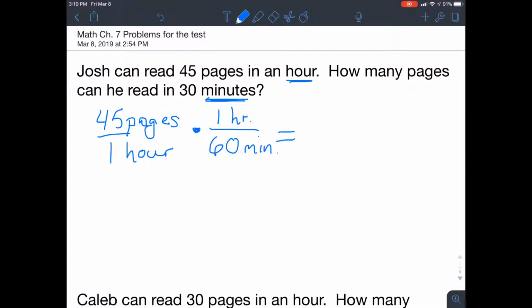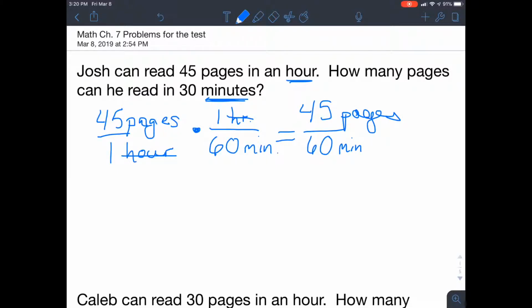So we make sure we're right by looking back at our units. I have hour here and hour here. Those cancel out because we have 1 on the top and 1 on the bottom. So now we multiply. 45 pages times 1 is 45 pages on the top. And then 1 times 60 minutes. So we have 60 minutes on the bottom.